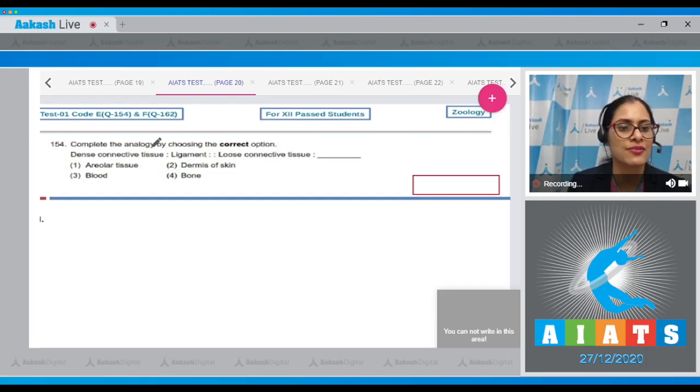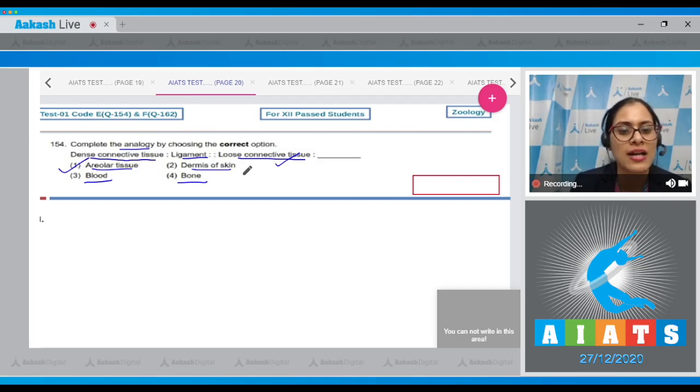Question number 154. Complete the analogy by choosing the correct option. As dense connective tissue is the ligament, loose connective tissue is too. And the options given are areolar tissue, dermis of skin, blood, and the last option is bone. And the correct answer to this question is option number 1 because areolar tissue is a loose connective tissue.